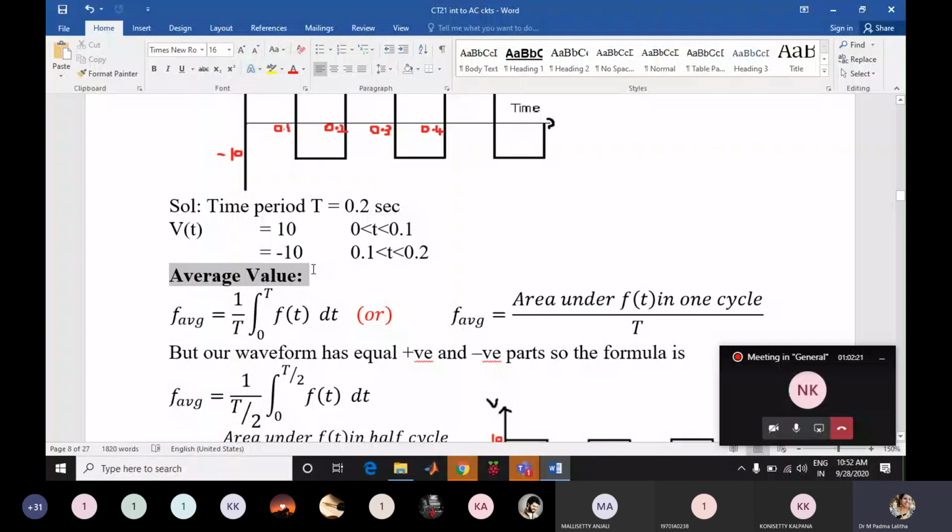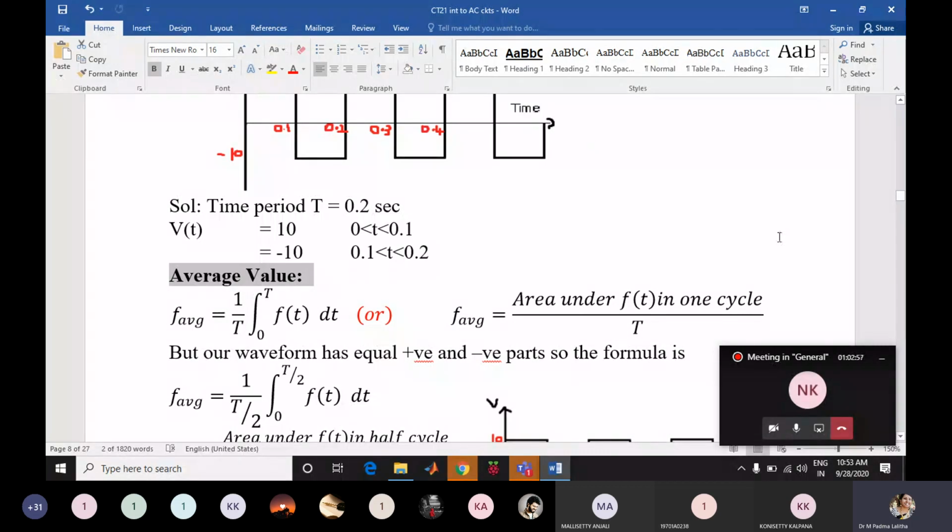The average value expression is 1 by T integral 0 to T f of t dt, or in terms of area, it is the area under f of t in 1 cycle by T. But to simplify the solution for the average value, the waveform consists of equal positive and negative parts. So what is the area? Positive area and negative area are the same, so you'll get 0 in the numerator. So f average is 0.